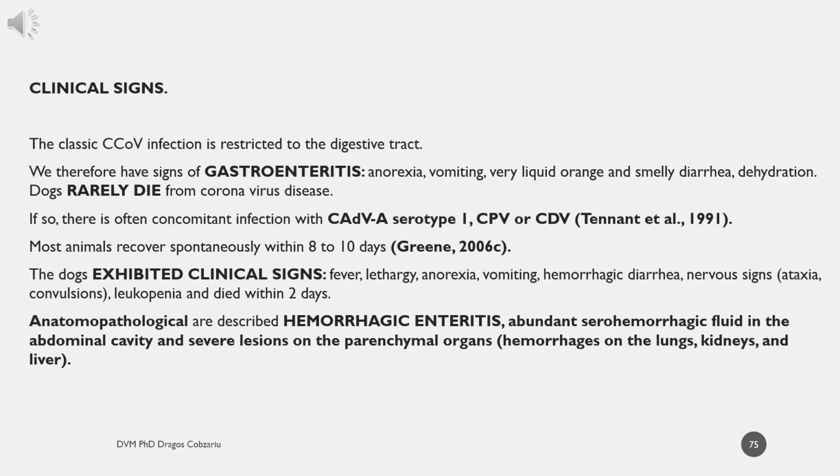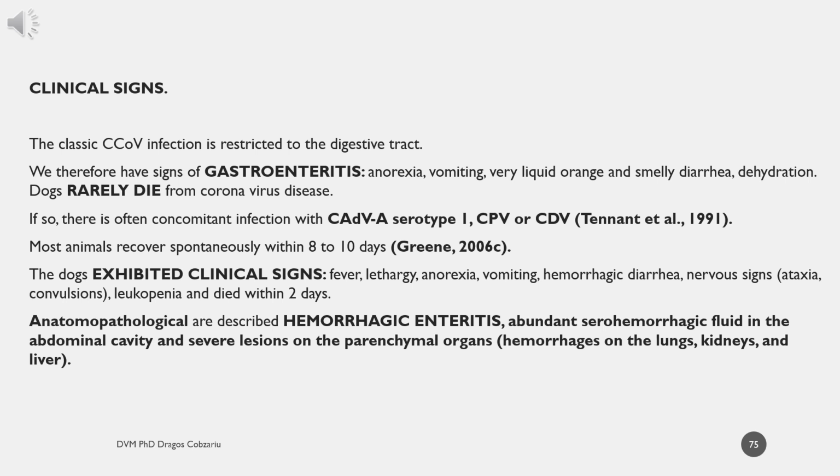Clinical signs: the classic CCoV infection is restricted to the digestive tract. We therefore have signs of gastroenteritis: anorexia, vomiting, very liquid orange and smelly diarrhea, dehydration. Animals rarely die from coronavirus disease. If so, there is often concomitant infection with CAdV-A serotype 1, CPV or CDV, Tennant et al., 1991. Most animals recover spontaneously within 8 to 10 days, Green, 2006c.